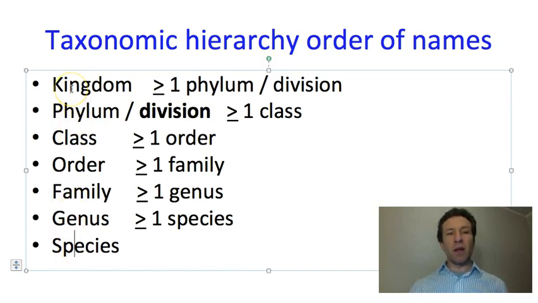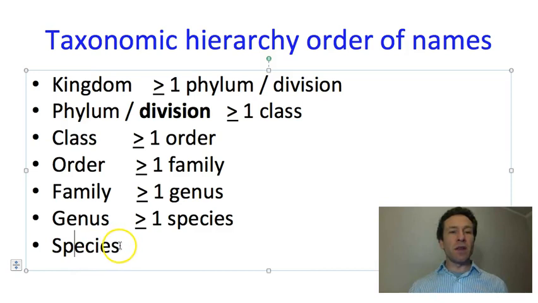And you might have been taught at some point, King Philip came over for good spaghetti as a way of memorizing the order here, with the first letter of each of those words, K, P, C, O, F, G, S. Again, King Philip came over for good spaghetti, being the same as the first letters of these words.